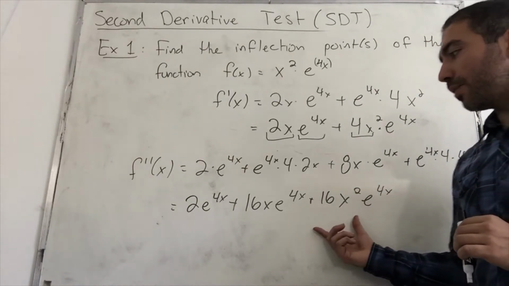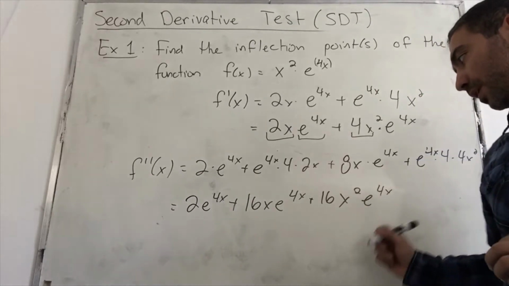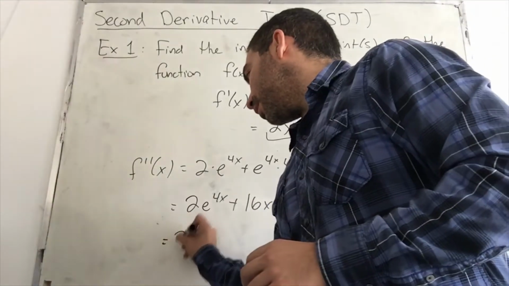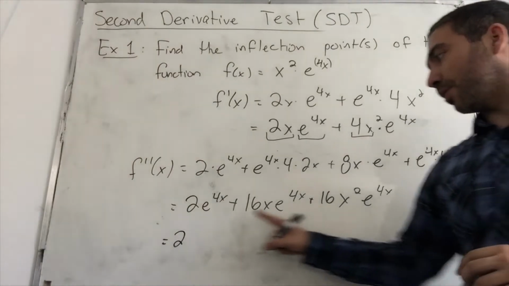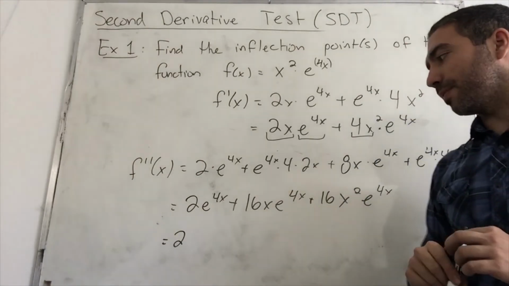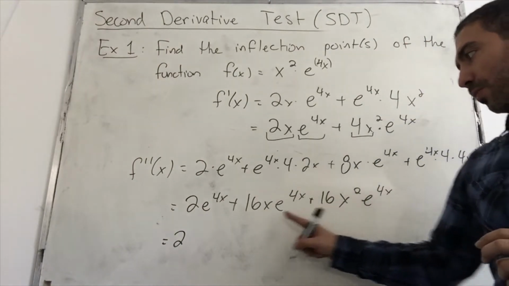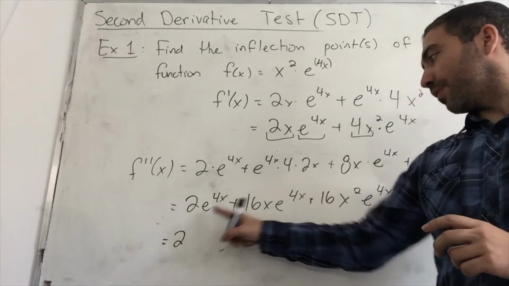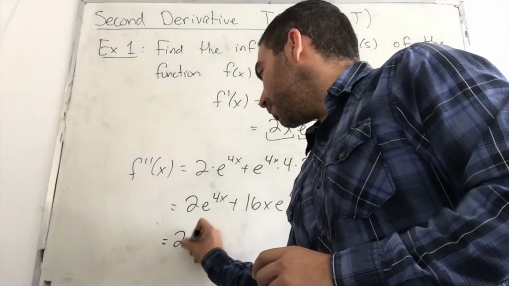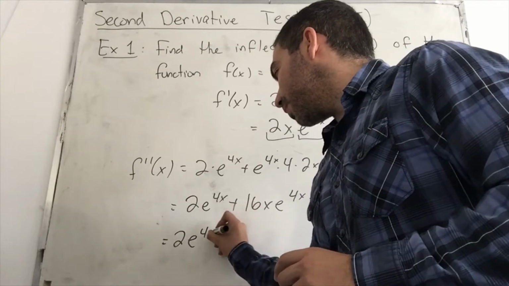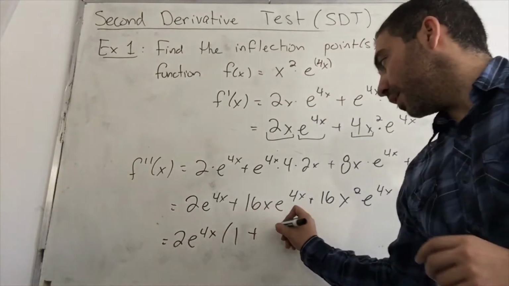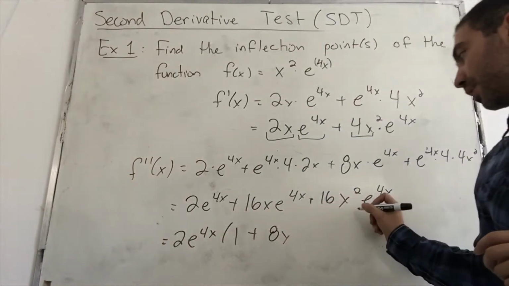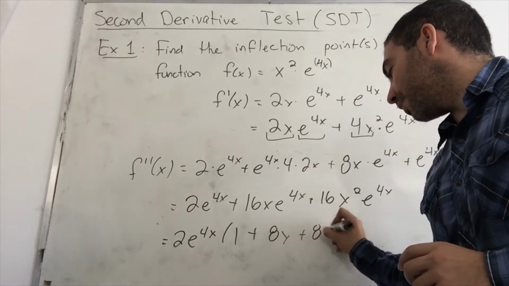So what we could do now is factor. If we factor this out, we get a 2 that comes out. They're all even, the coefficients, so we could factor out a 2. We can't factor out an x, because the first term doesn't have an x, and we could factor out e to the 4x. So 2e to the 4x, leaving us with 1 plus 8x plus 8x squared.